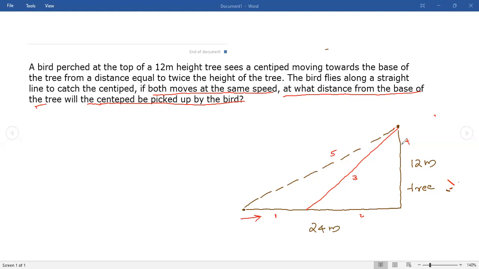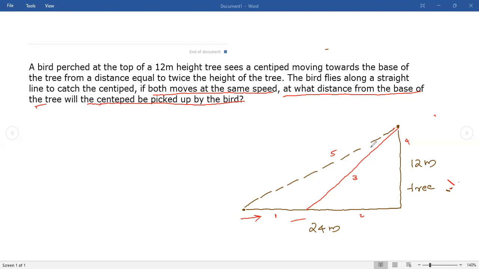At what distance from the base of the tree will the centipede be picked up by the bird? There are options 1, 2, 3, 4, and 5. Which is the answer? Whether it is 1, 2, 3, 4, or 5. Come on. Which is the answer? Come on. The 2. 2 is the answer, isn't it?